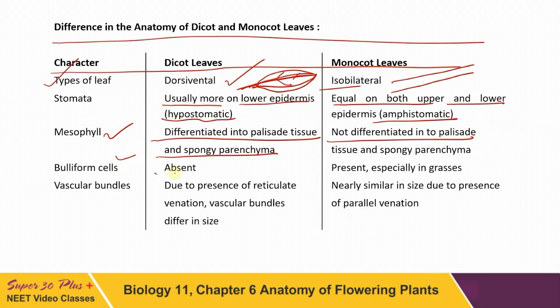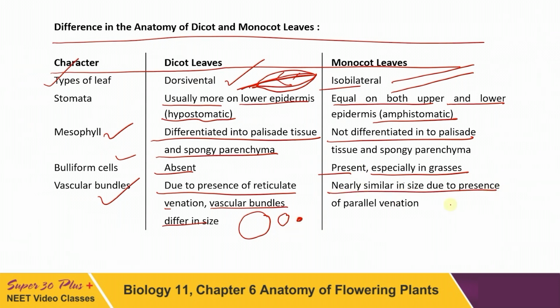Bulliform cells are absent in dicot. In monocot, these are present, especially in some grasses. And the vascular bundles, due to the presence of reticulate venation, are of different sizes in dicot. The midvein will be the thickest one, the side veins will be less thick, and the others the least thick. While in monocot they are of nearly similar size due to the presence of parallel venation. This is the comparison of anatomy of dicot and monocot leaf.